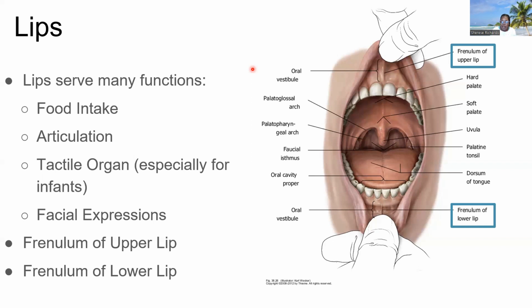So again, things like puckering the lips, pursing the lips, that kissing face that we sometimes make, or a more exaggerated or surprised face. All of these types of actions and expressions can be controlled with the lips. Now, the frenula are helping to anchor the lips to the inner parts of the oral cavity.